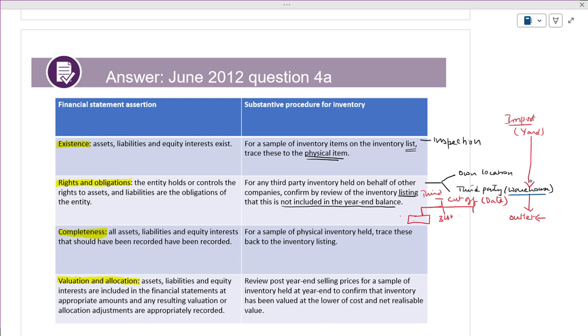Yes, is it accounted or not? That is very important. That is the reason we are talking about this. On behalf of the companies, from the confirmed review of the inventory listing, something is not included. Sometimes what will happen? We have to think about which inventory has been included and which inventory has not been included.